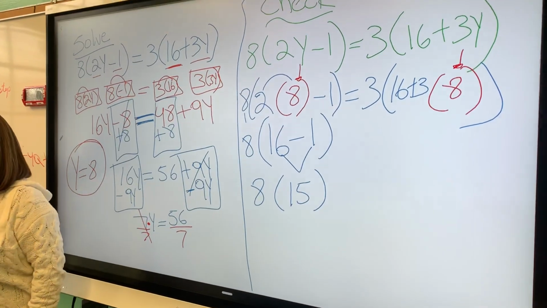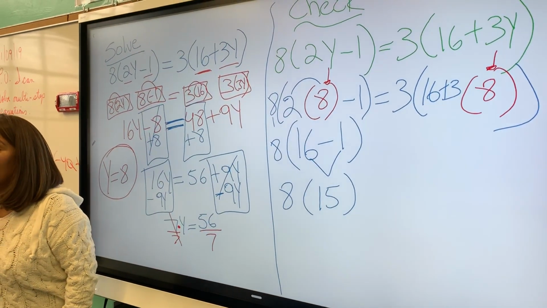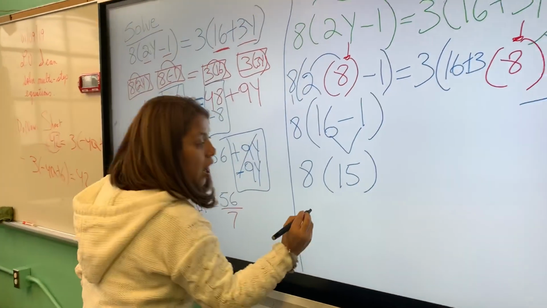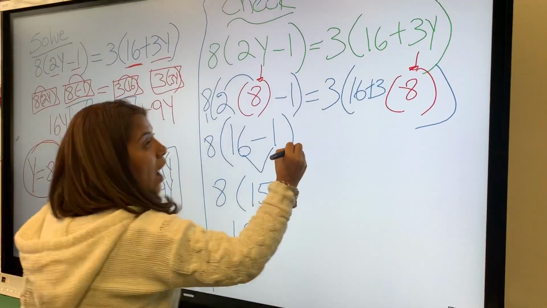Let's see. Victor. 120. Do we agree with that? Do we all agree with that? 120.